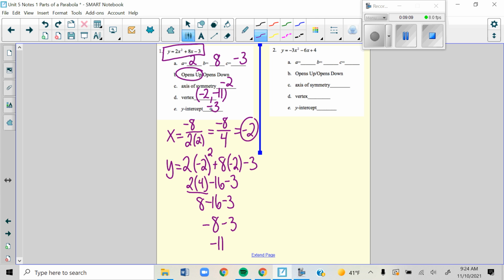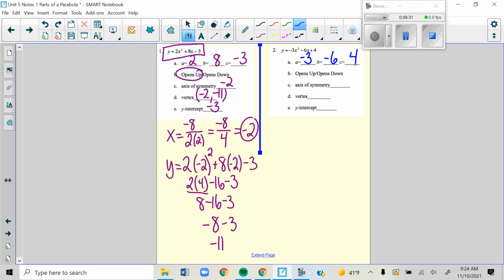All right, perfect. So let's go ahead and take a look at number 2, and we'll do number 2 together. So we're going to start off, we're going to find our a, b, and c value. A is the value in front of x squared, so -3. B is the value in front of x, so that's a -6, and C is our 4.